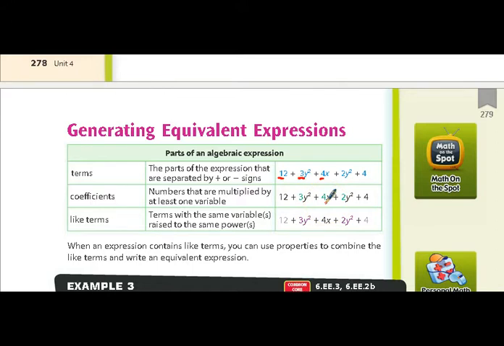And then like terms. Terms with the same variable raised to the same power. So 3y squared and 2y squared, in both cases y is squared, so they're like terms. If one was y and one was y squared, are they raised to the same power? Nope, so you can't combine them. If I have just 12 plus 4, you can combine those because there's no variables. But if I have 4x plus 2x squared, can I combine those? No, because I have an x and an x squared.